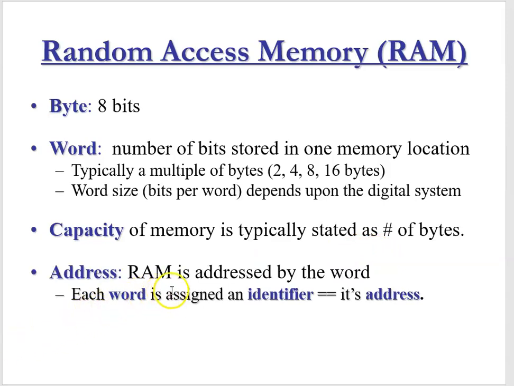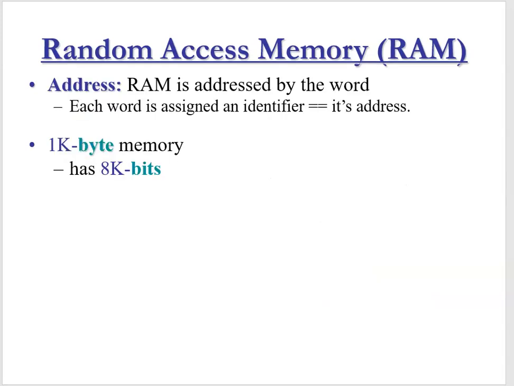The address is how we get to the location in the RAM where the word is stored. That's our unique identifier for each word: its address. So that will be the address to our RAM to seek the unique identifier for the word, and we access RAM one word at a time. So RAM is addressed by the word. Each word is assigned an identifier. That identifier is its address.